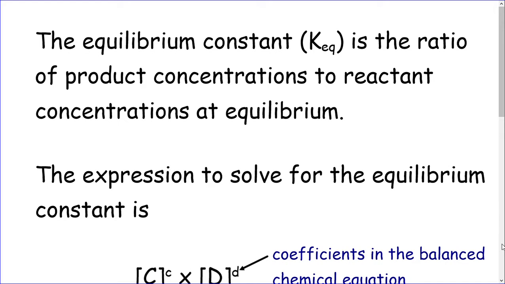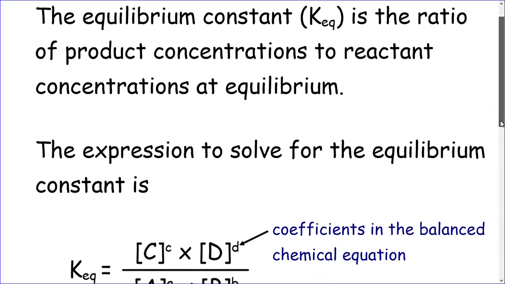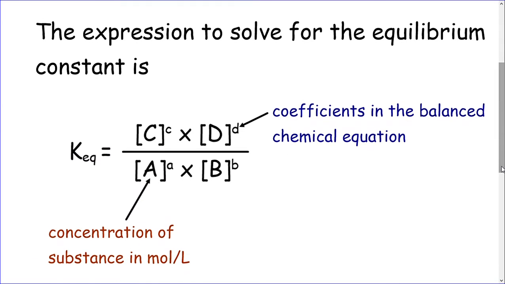The equilibrium constant, KEQ, is the ratio of product concentrations to reactant concentrations at equilibrium. So capital K and then lower subscript EQ. So the expression to solve for the equilibrium constant looks a little bit like this. KEQ is equal to the products on the top and the reactants on the bottom. Now notice that the coefficients in the balanced equation become powers. So they're not multiplied by, they become squares or cubes or to the power 4 or so on.